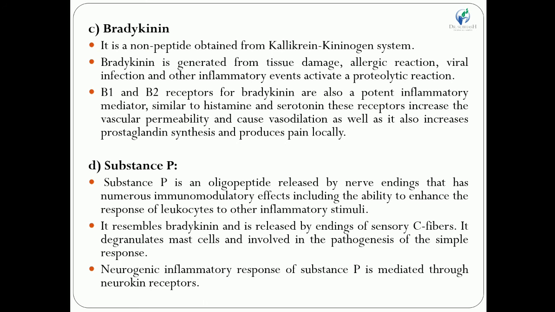Here, the neurogenic inflammatory response of substance P will be mediated through the neurokinin receptors. For histamine, there are H1, H2, H3, H4, H5. Right? Here, in the case of bradykinin, it has B1 and B2 receptors. For substance P, it acts on those neurokinin receptors.